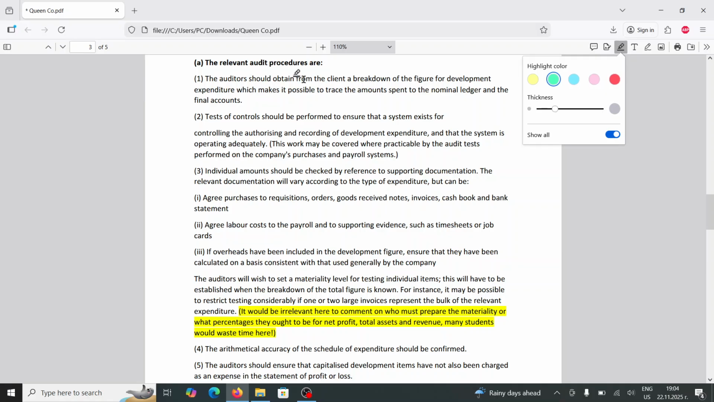The auditors should obtain from the client a breakdown of the figure of development expenditure, which makes it possible to trace the amount spent to the nominal ledger and the final accounts. What this means is basically we're comparing the expenditure invoices to what was actually accounted for accuracy. So it wasn't mentioned here, but you could write that it's done for accuracy. So when you're writing audit procedures, always write why you're doing them. So in this case, you're doing it for accuracy.